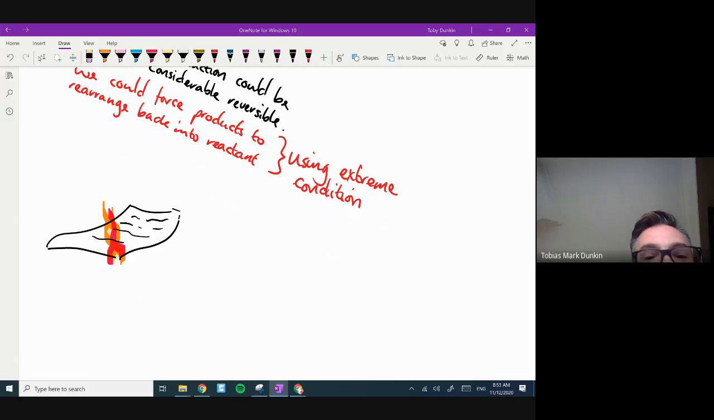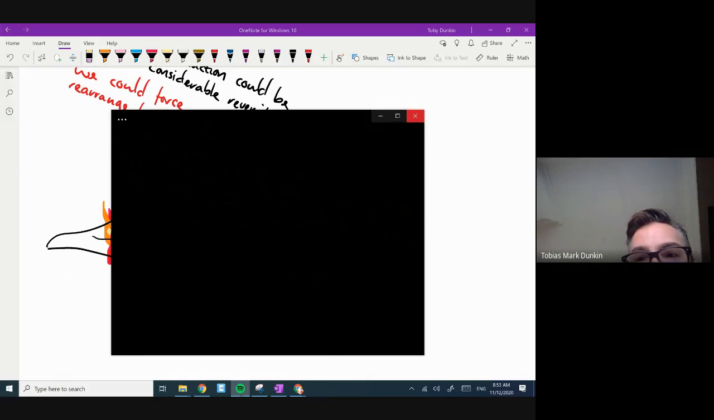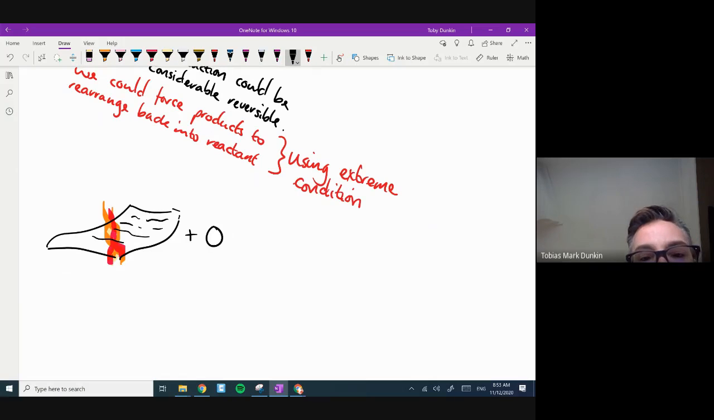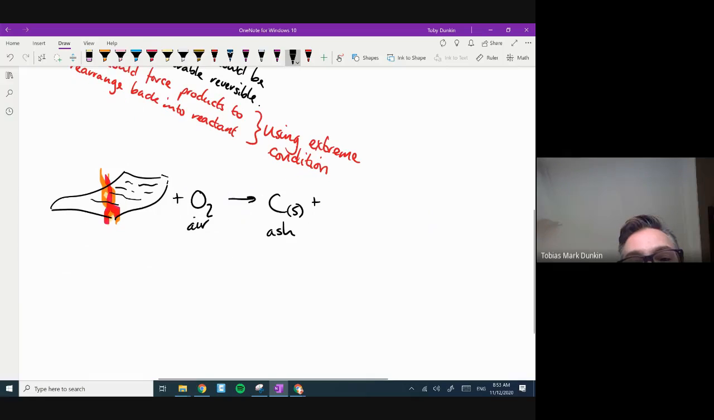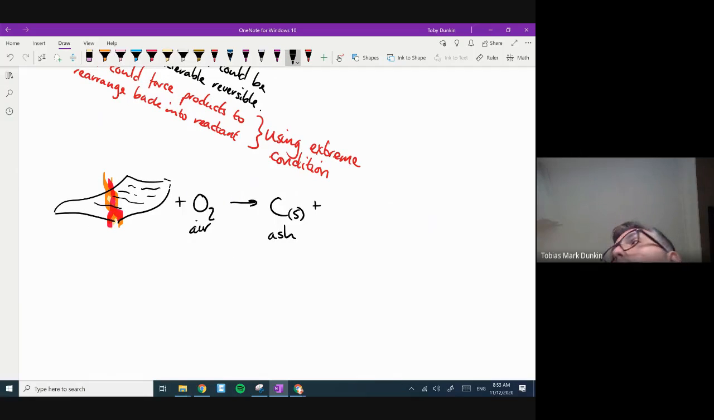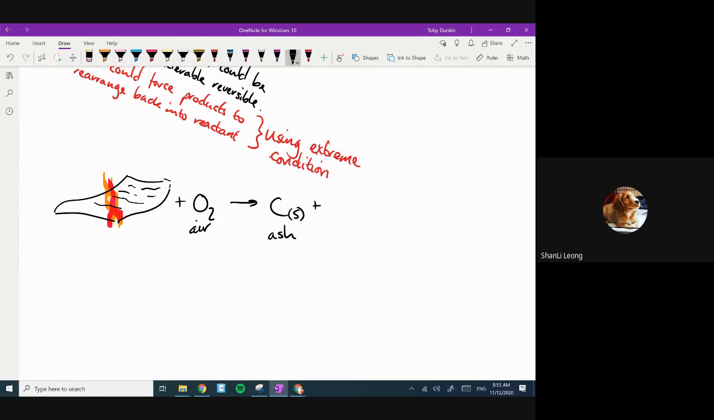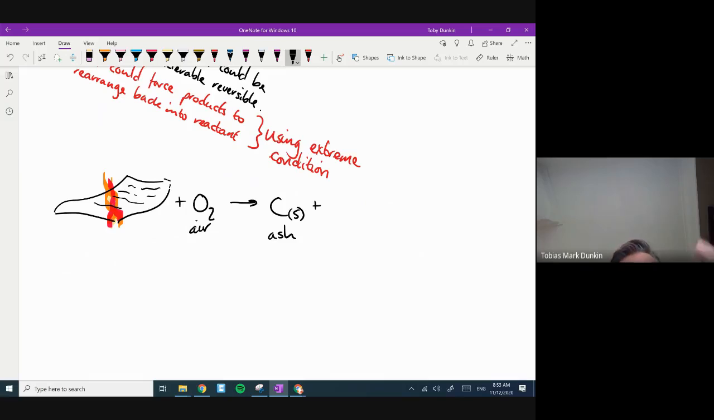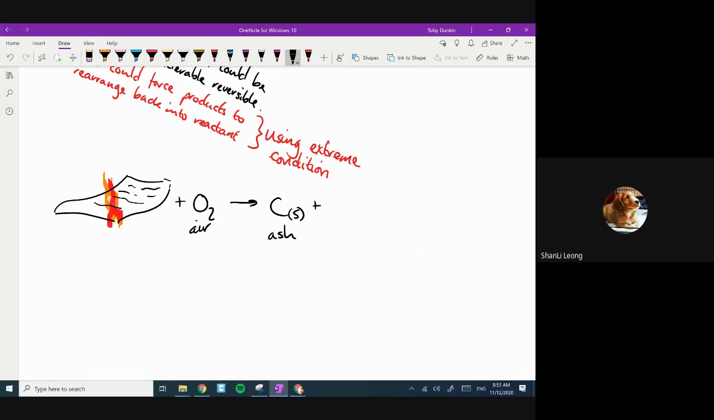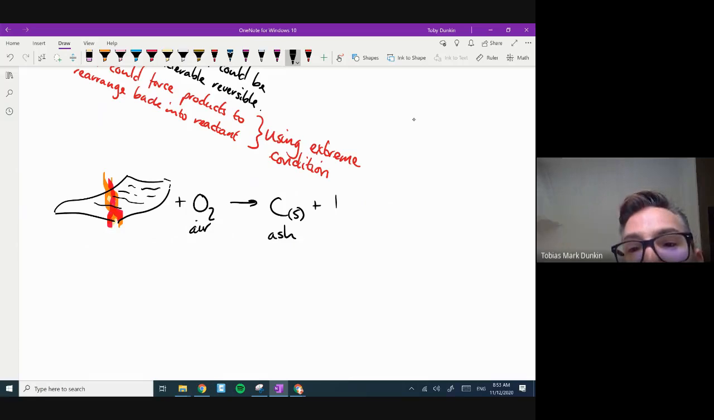Yeah, well done. So we reacted the paper with oxygen from the air, and we've turned it into carbon, which is a solid, and that's otherwise known as ash. What else have we turned it into, Shan? Remember, it's combustion, Shan. Don't overthink this. Water. We're going to make water vapor. I love it. What else are we going to create?